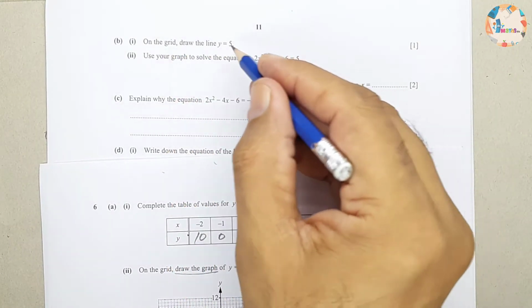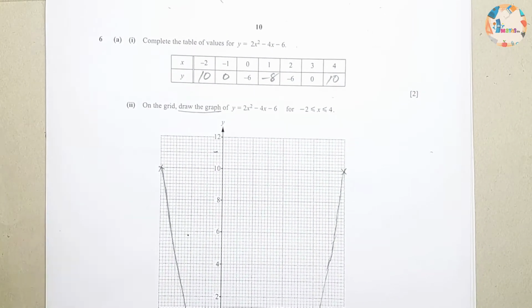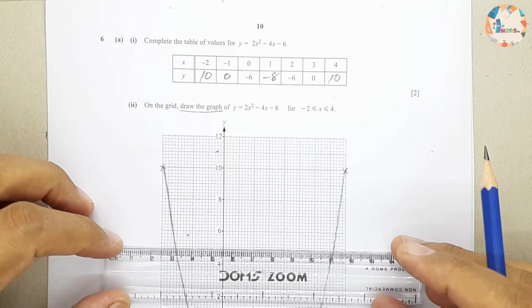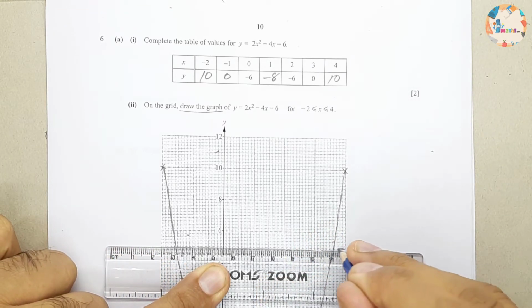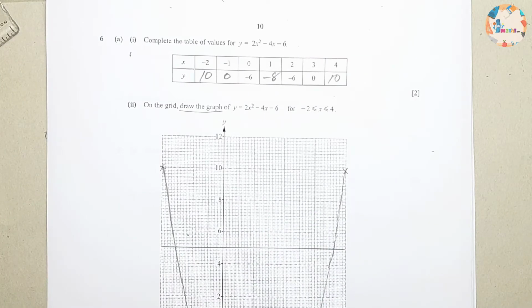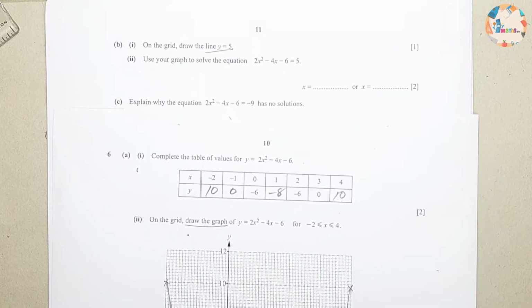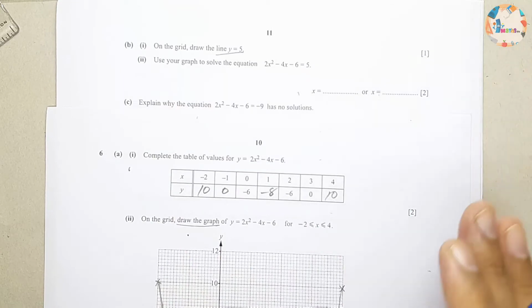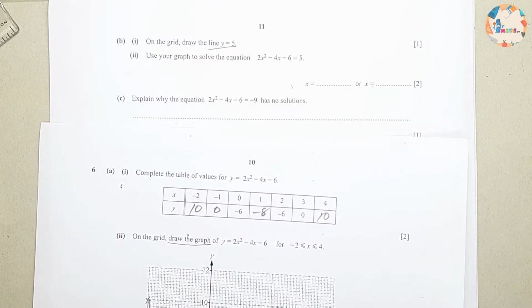is on the grid draw the line y is equal to 5. So y is equal to 5 will be this line, and we can draw this line y is equal to 5. And then they are saying next use your graph to solve the equation. So we have to check the values.